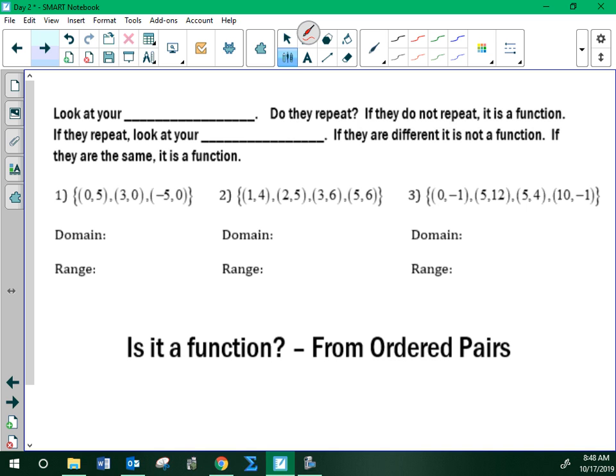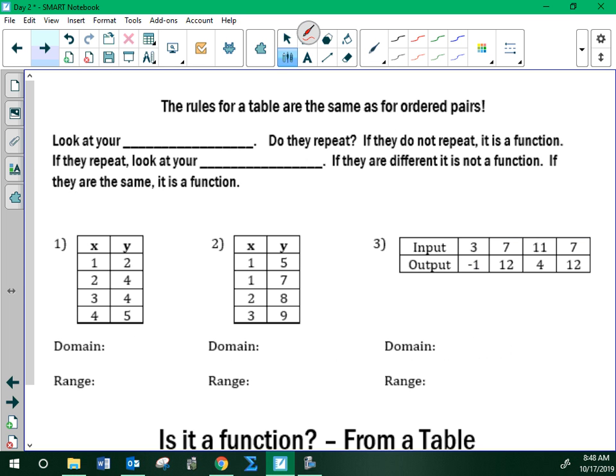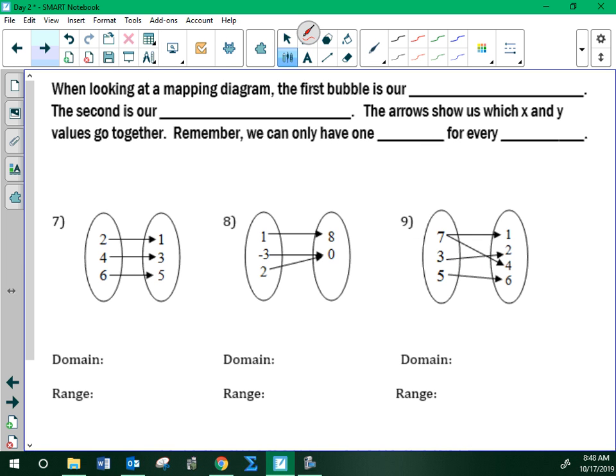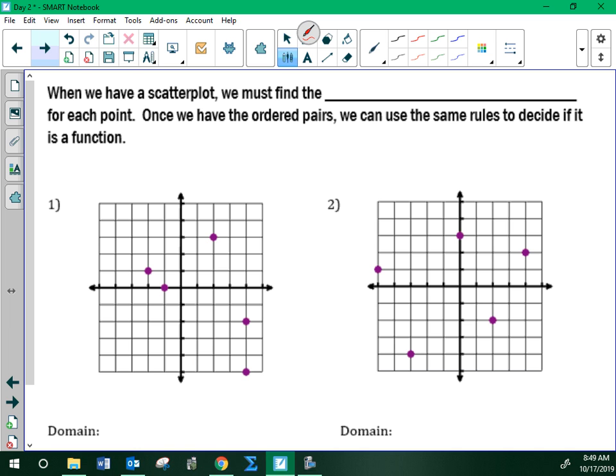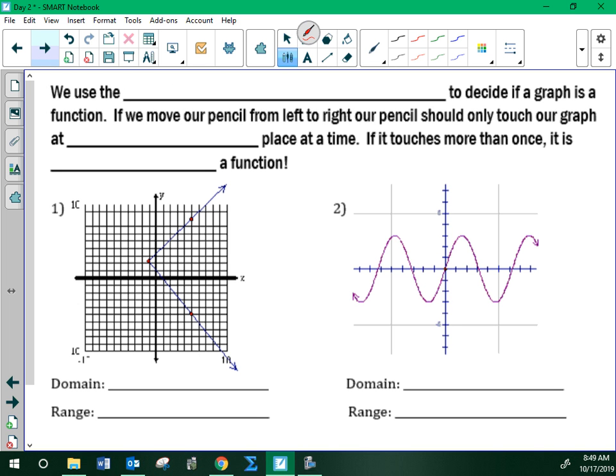They might give them to us in a list like this, a set of ordered pairs. They might give them to us in a table, like you can see on your next slide. They might give them to us in a mapping diagram, which is where they just list the x's, put an oval around it, and list your y's and draw arrows. And they might give it to us in a scatter plot form, just a bunch of dots. And then they might give it to us as a graph.